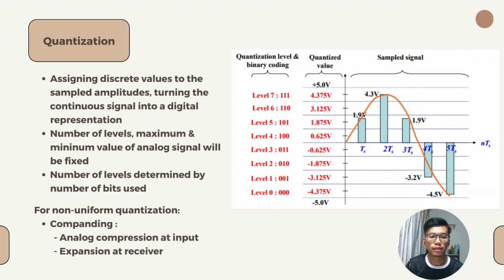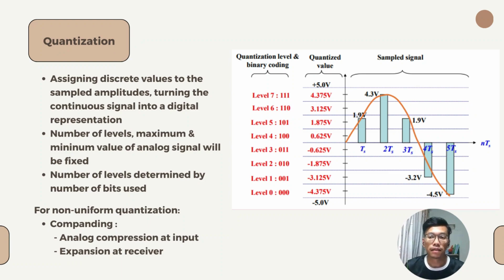The next one is quantization. Basically, we assign discrete values to the sample amplitudes, turning the continuous signal into a digital representation. So the number of levels and the maximum and minimum values of the analog signal will be fixed, and the number of levels is determined by the number of bits used.